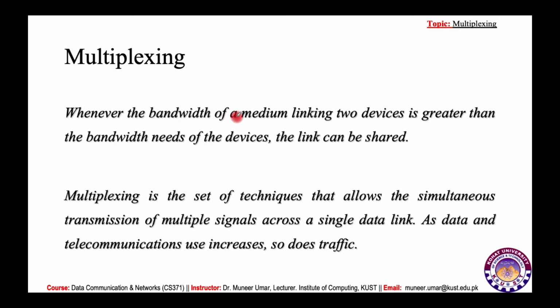Whenever the bandwidth of a medium linking two devices is greater than the bandwidth need of the devices, the link can be shared. If we don't share the link, then it would be half duplex or simplex. So for full duplex, we need the link to be shared among the devices. We are talking about two devices, but there might be multiple devices on a single link. In that case also, the multiple devices will share the common link.